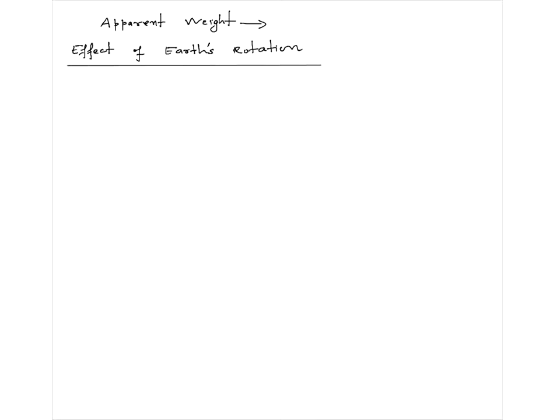There is one more effect, which is the rotation of Earth. Suppose one observer is analyzing somebody somewhere here. The observer is also on Earth. The object is of course on the Earth. Earth is spinning.